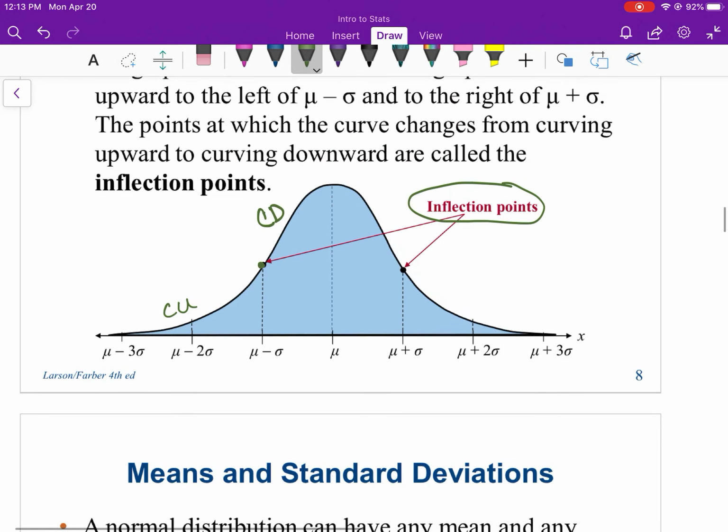All right, and I should say where you have inflection points, that's going to tell you where one standard deviation is on each side.